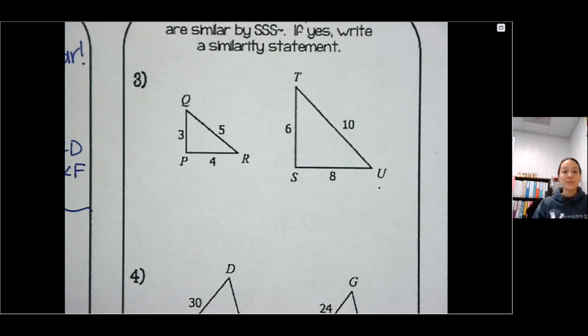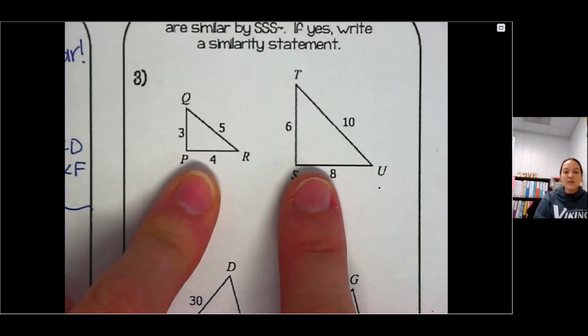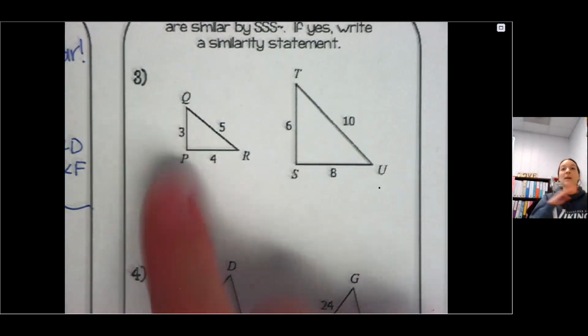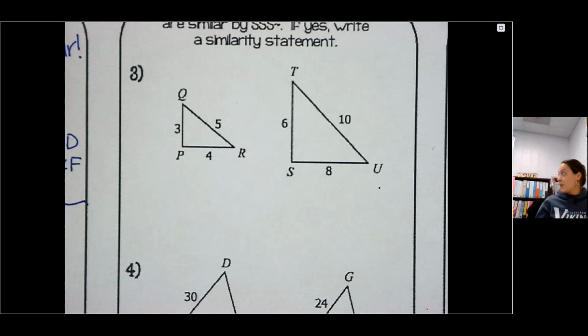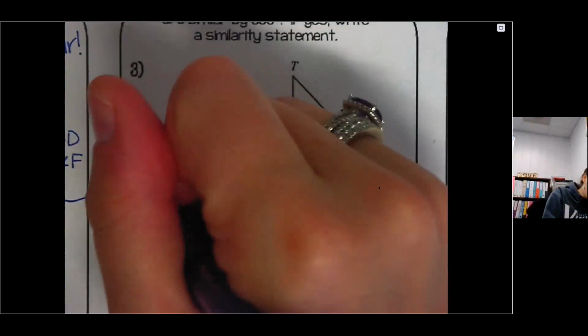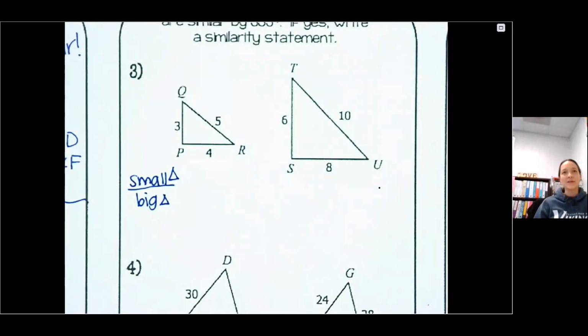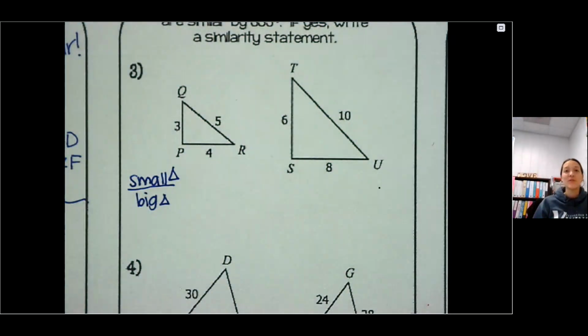Okay, so here's all we do. We take a look at our two triangles. You can either do small divided by big or big divided by small. It does not matter as long as you keep it the same. I'm going to do small triangle divided by big triangle just because small's on the left. It doesn't matter. All you do is pick a side length from the small triangle, and then pick its matching counterpart in the big triangle.